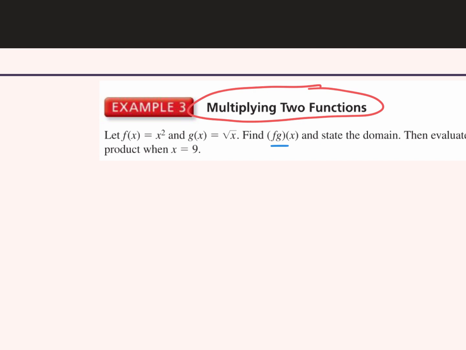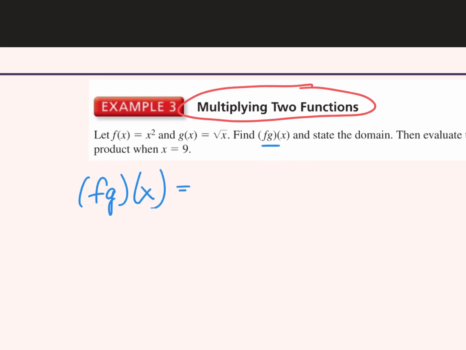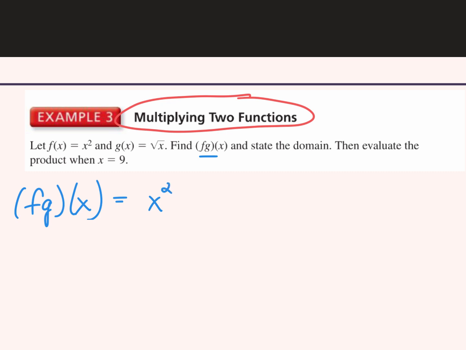So first we're going to keep it in terms of x. So f times g of x. Well, what is my f function? X squared times the square root of x. Now what can we do here? What's another way I can write the square root of x with a different exponent? X to the what power? To the what? 1/2. Perfect. X to the 1/2.